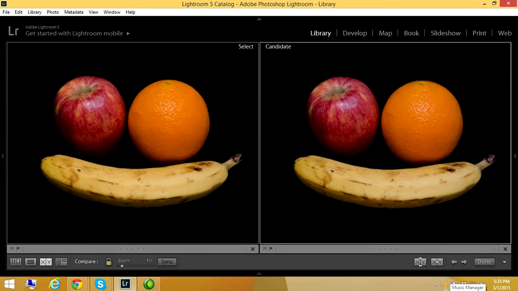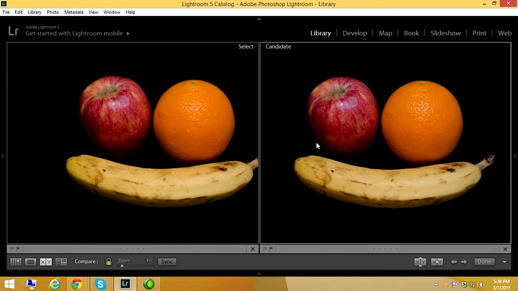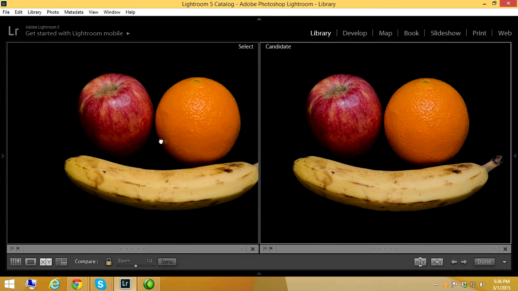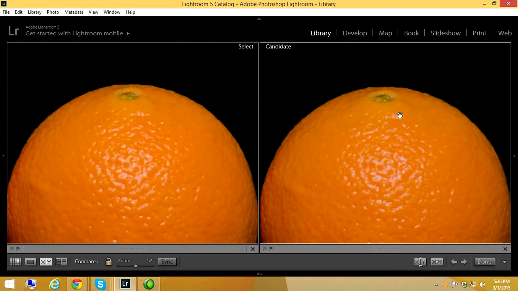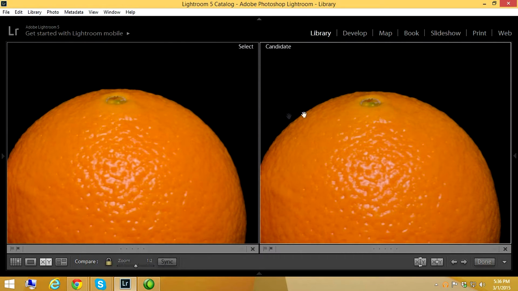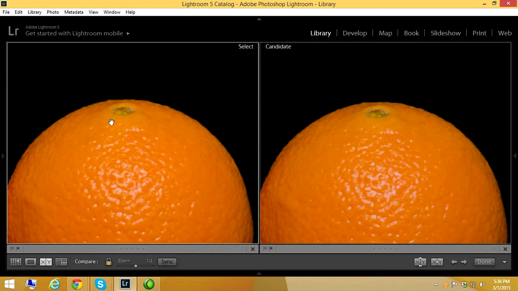Okay, so here we are in Lightroom. I have the images loaded up. I have the ISO 100 picture to the left and the ISO 400 picture to the right in comparison mode. And so when we look at these images together side by side and kind of zoom in on it, here I am at the top of the orange. I don't really see any significant difference that would make me choose 100 over 400.